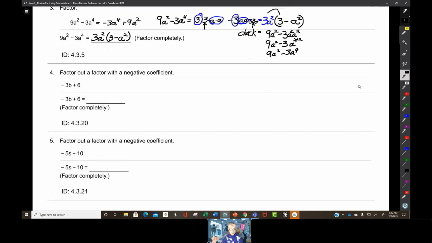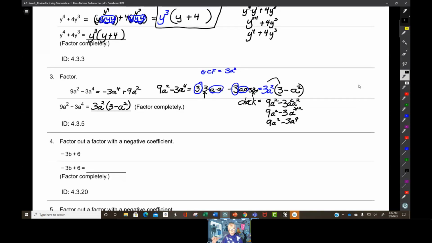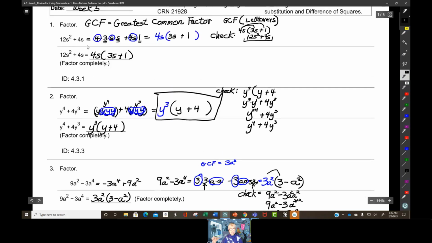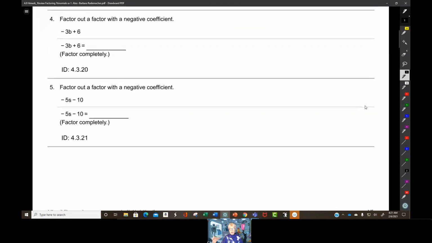But we now are going into something more complicated. We're still going to factor by GCF, but there's an extra rule. These were all basic, very basic GCF factoring problems. But we enter a new level of complication.